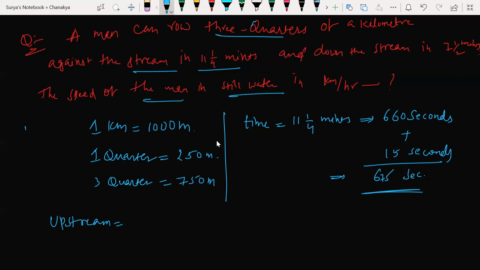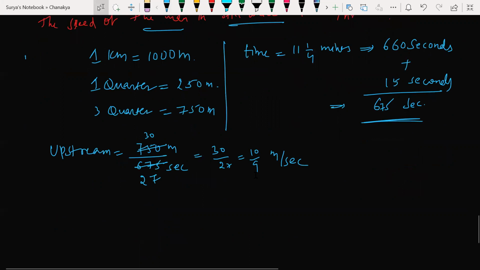Upstream: 750 divided by the time, which is 675. This is meters, this is seconds. So how much do you get here? Calculate, 25 table. 125 sevens, am I correct? 175. So 30/27 is nothing but 10/9 meters per second. Am I correct? Yes, sir. So speed is distance by time. I got the upstream speed.